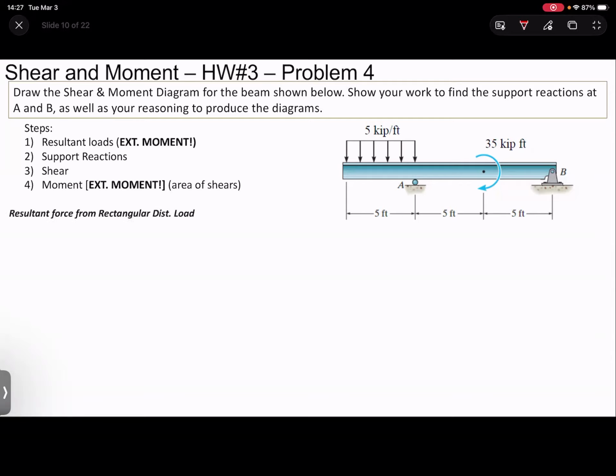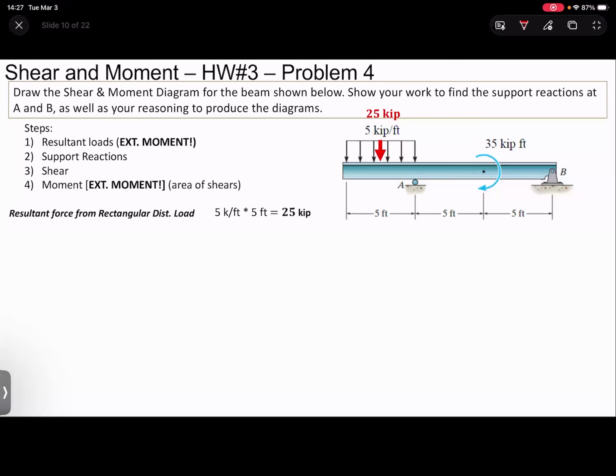So let's talk about the resultant force from the distributed rectangular load. You guys are pros by now because you all passed statics. 5 kip per foot times 5 feet. So the resulting point force is 25 kip. And this is acting in the center of it. And this is 5 feet away there.